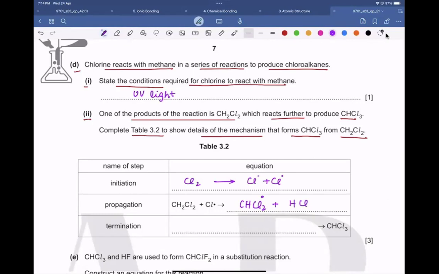And then in the termination, as they have formed CHCl3, it means that in termination, two radicals join to form a molecule. So one radical would be a chlorine, and the other radical would be the one which is formed in the propagation, which is CHCl2. So when the CHCl2 radical and a chlorine radical bond, we will get CHCl3. Is this understandable to all of you?